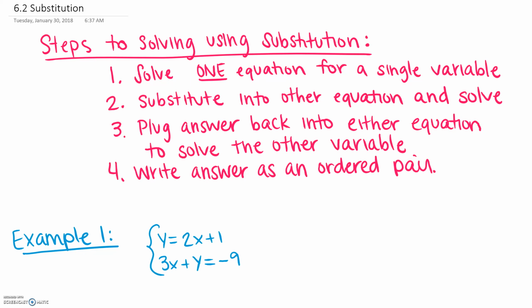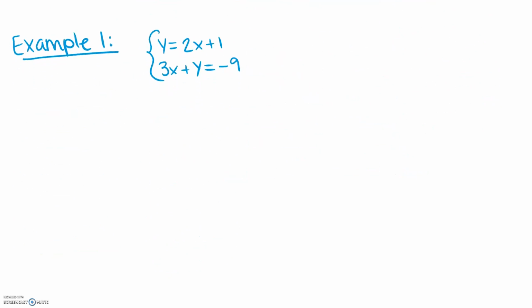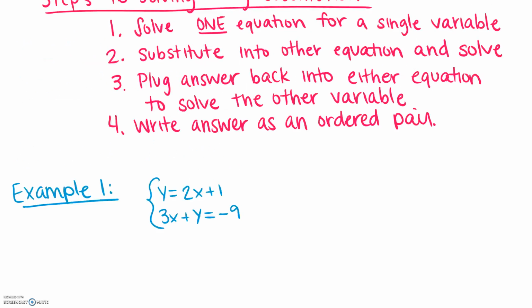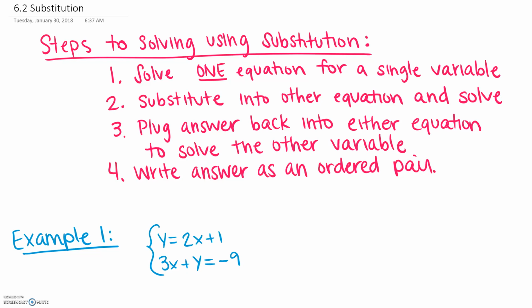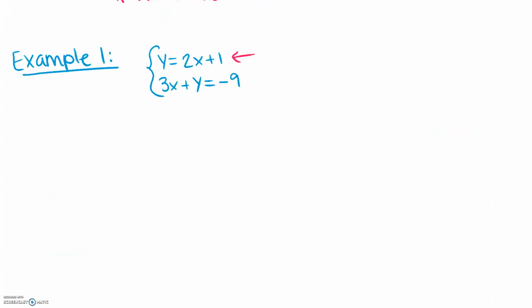So let's dive right in and look at example 1. For example 1, we have two equations, y equals 2x plus 1 and 3x plus y equals negative 9. So we're going to follow our steps. Our first step says to solve one equation for a single variable. Looking here, I already have this equation solved for a single variable, so I don't have to do that step. Next it tells me to substitute into the other equation and solve.